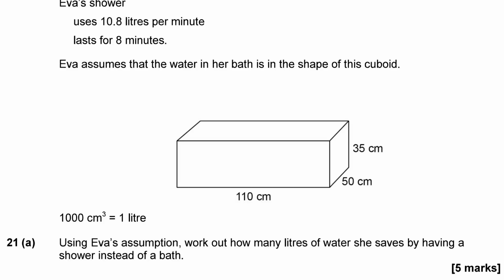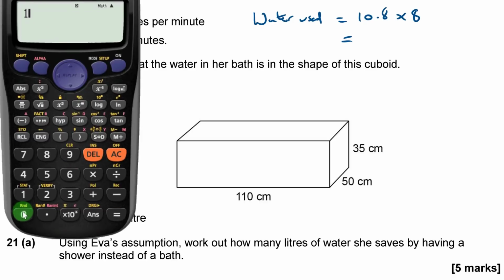Okay, so how much water does she use for the shower? So water used for the shower is going to be 10.8 litres per minute for 8 minutes. So 10.8 times 8.